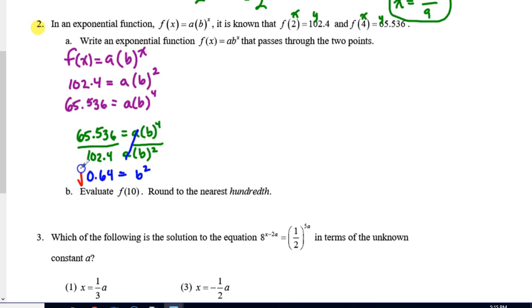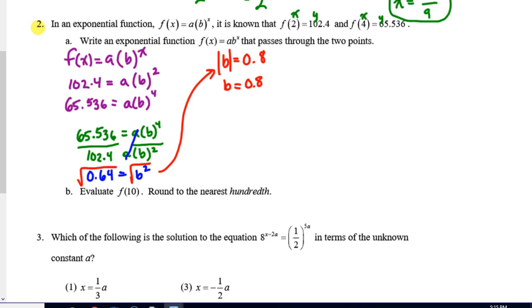Okay, when we square root both sides to undo the squaring, it turns out that b is going to equal 0.8. I guess it's really the absolute value of b, or just 0.8. And of course b is just positive 0.8. We can't have a negative base. All right, so that's good news.